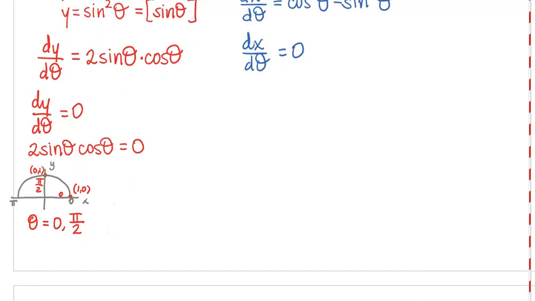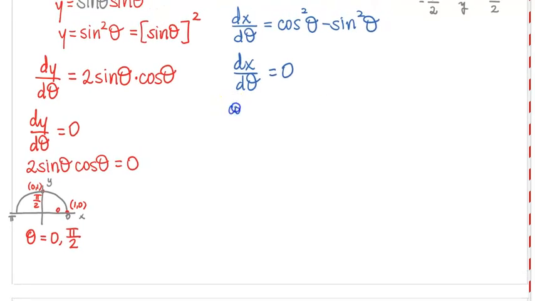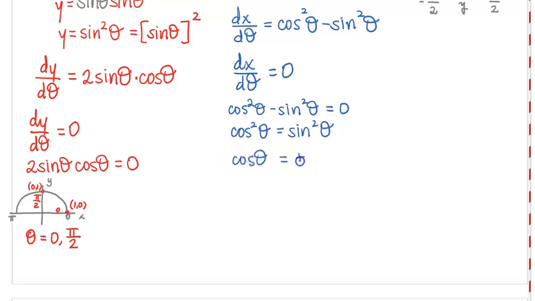Now let's go solve our blue equation. When is dx d theta equal to 0? When is cosine squared theta minus sine squared theta equal to 0? I'll add sine squared to the other side. I'm looking for where cosine squared is equal to sine squared. I can square root both sides, but when I do, we need a plus or minus. So we're looking for the angles between 0 and pi where the x and the y coordinate on the unit circle are either the same, like they are at pi over 4, or where they have opposite signs of each other, like they do at 3 pi over 4.